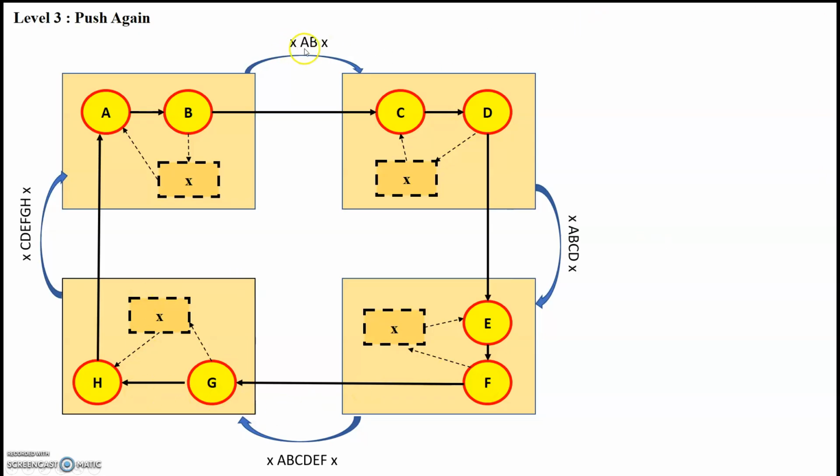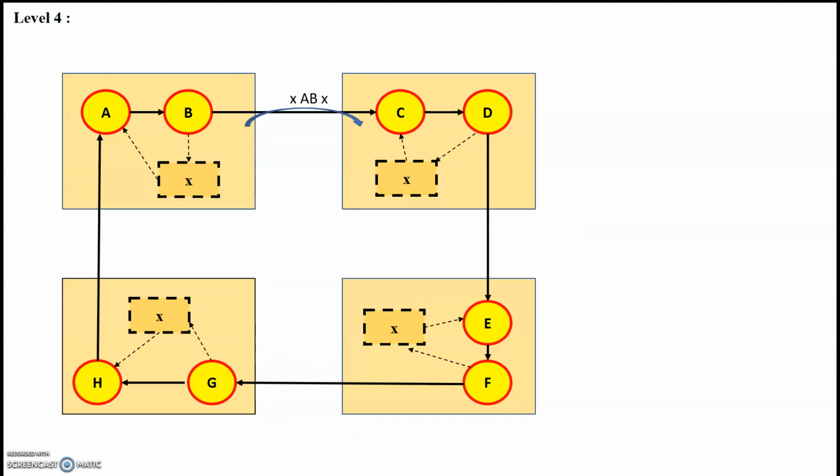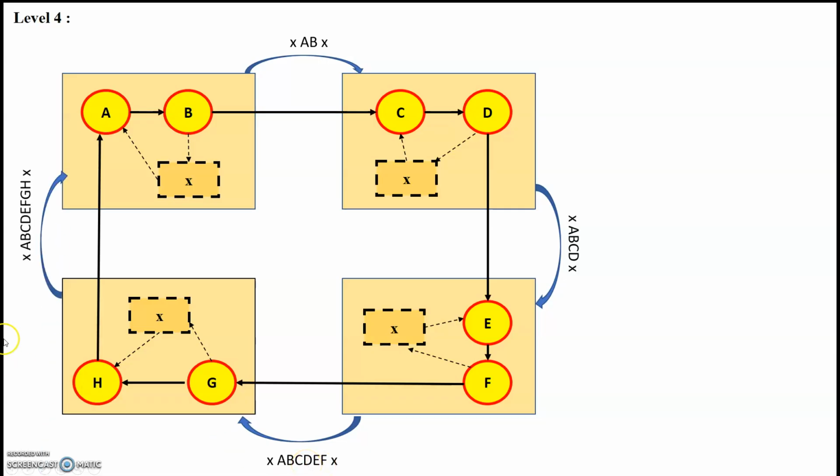Again compare the first string and the last string. There are no common strings or common sites in it. So no deadlock. We have to push the path once again. Now the same thing will happen: x a b x, concatenated x a b c d x, then x a b c d e f x. All 3 sites have concatenated, and for the fourth level it will be x a b c d e f g x.